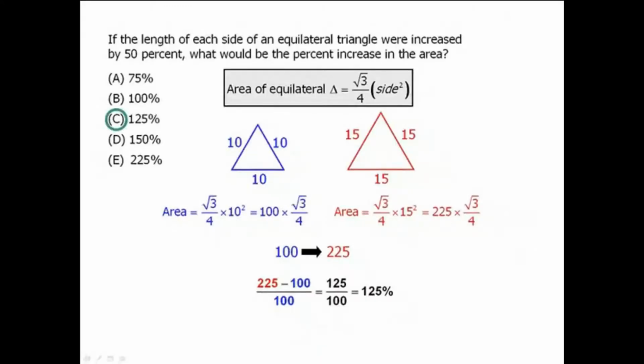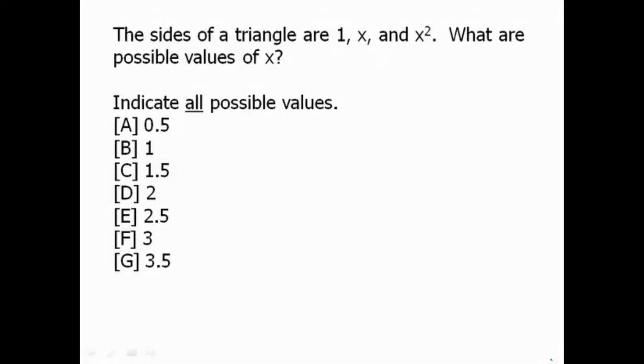So our answer is... So one rule we need to keep in mind for this problem is that any side of a triangle must be shorter than the sum of the remaining two sides. This is called the triangle inequality. So we'll keep this in mind.